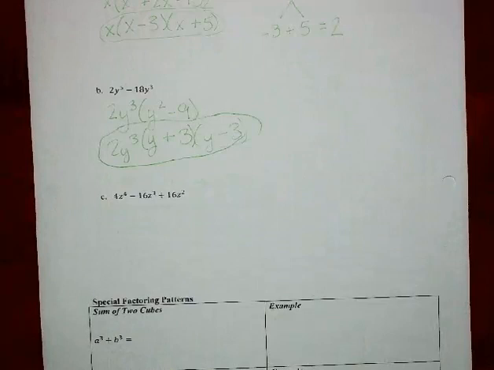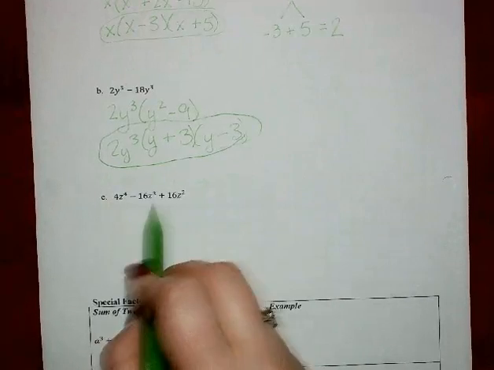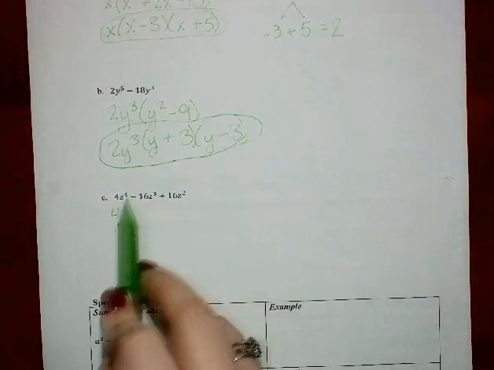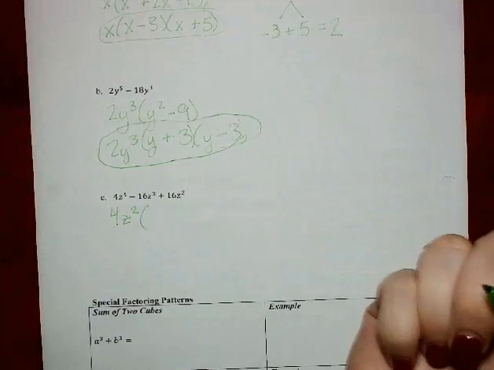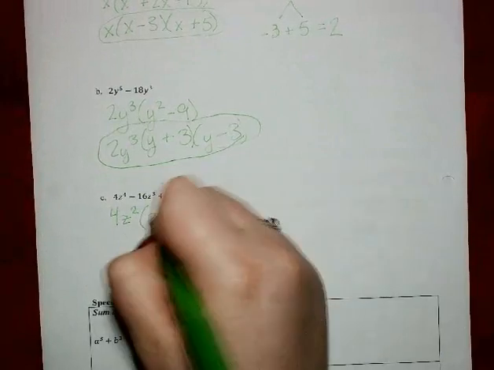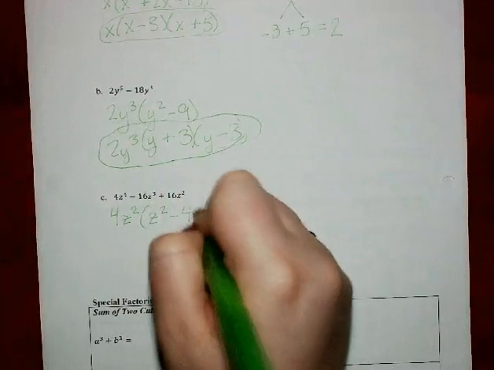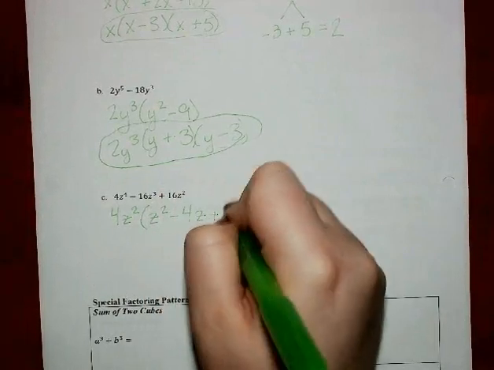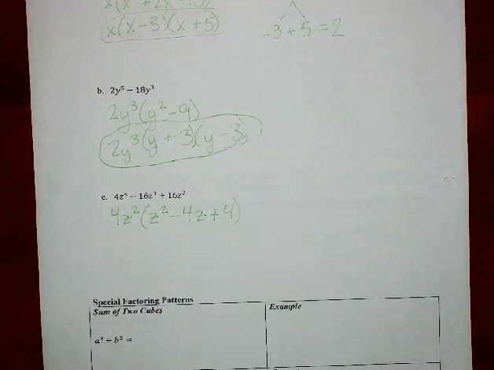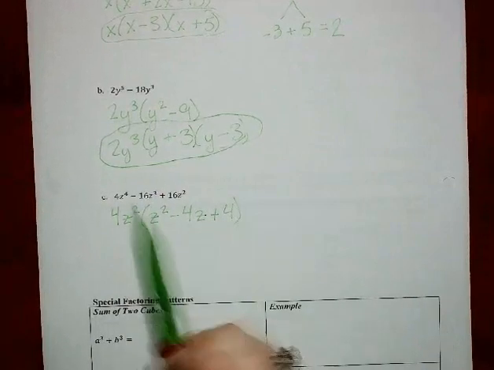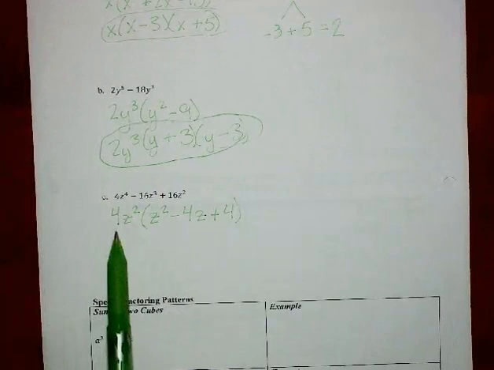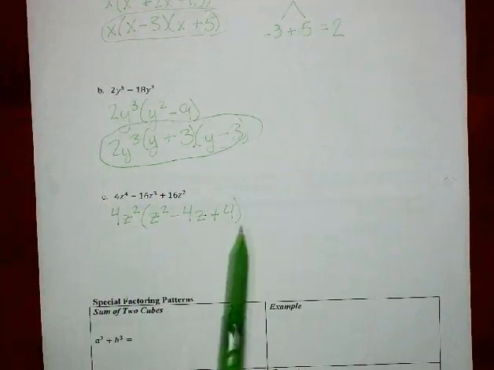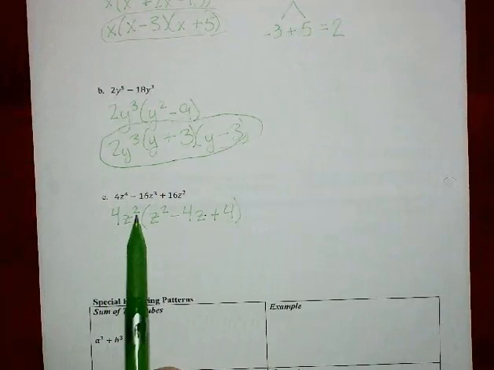Now for C. All of these are divisible by 4, and the smallest number of z's that we have is 2, so I'm going to factor out 4z squared, and I'm left with z squared minus 4z plus 4. Again, if you need to distribute that back out to make sure that it's the same as this, go ahead. So we don't have any fractions, no square roots, so we're good there. 4z squared can't be factored anymore.